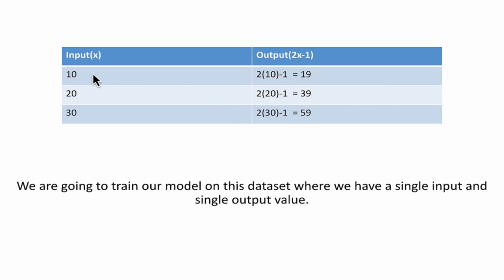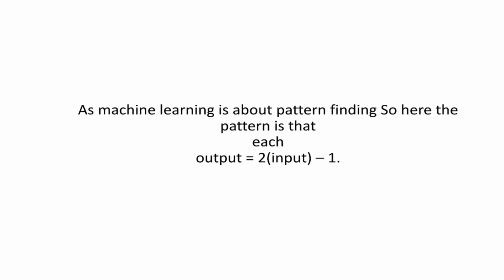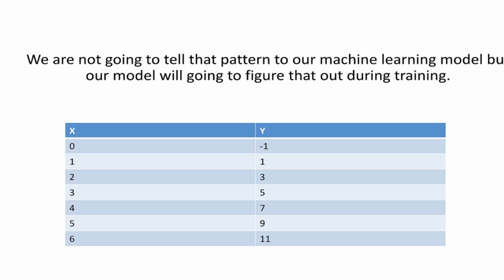Like here the input is 10 and the output is 19, which we got by putting 10 here, so 2 into input minus 1, which gave us 19. And the same is the case with all the rows. So that is a specific pattern inside our dataset. As machine learning is all about pattern finding, here the pattern is each output is equal to 2 into input minus 1. And we are not going to tell that pattern to our machine learning model, but our model is going to figure that out during training.